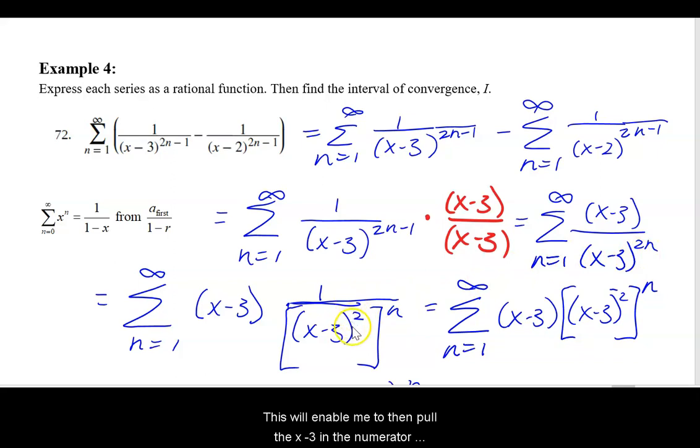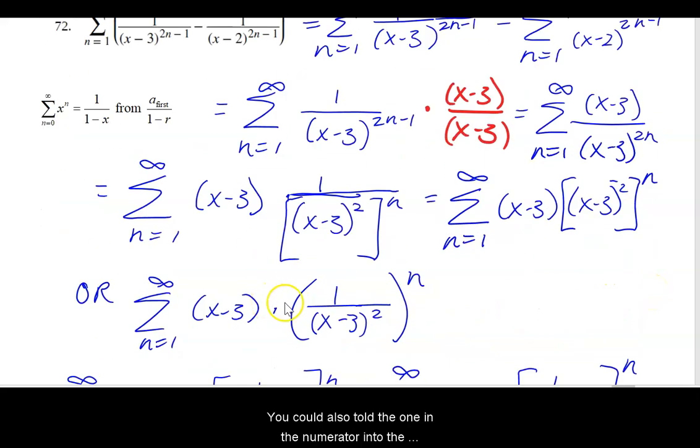This will enable me to then pull the x minus 3 in the numerator away from the rest of it so that I can think of it as 1 over x minus 3 quantity squared to the n, or x minus 3 to the -2 power to the n. You could also pull the 1 in the numerator into the base and write it as 1 over x minus 3 quantity squared, all to the nth power. Any of those three forms would work.